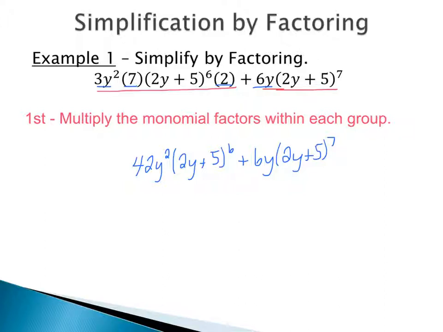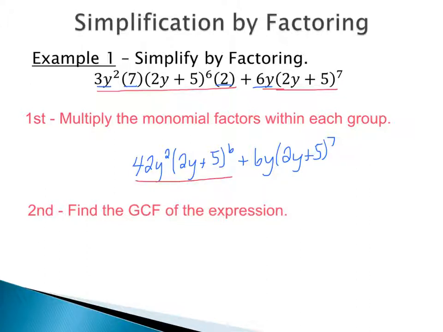Because our next step, in order to do our simplifying by factoring, would be to find our greatest common factor of each group. Well, again, now our group is separated by that middle plus. So I'm looking at the 42y squared times (2y plus 5) to the 6th, and then the 6y times (2y plus 5) to the 7th. So again, we want to find the GCF of each.